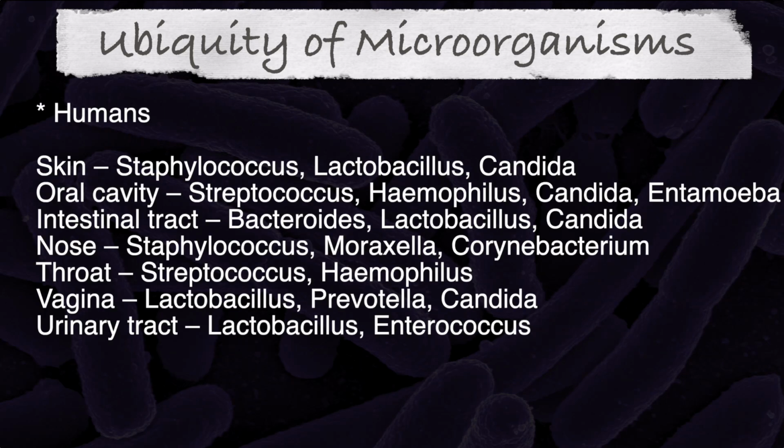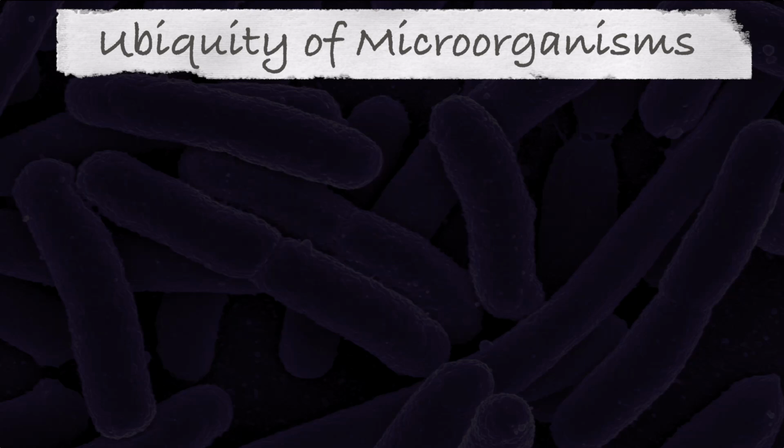In humans, we find microorganisms on our skin like Staphylococcus, in our oral cavity like Streptococcus, in our intestinal tract like Lactobacillus, in our nose like Staphylococcus, our throat Streptococcus, the vagina Lactobacillus, and the urinary tract Enterococcus. In today's lab, we're going to examine the ubiquity of microorganisms both on our cells and in the room we happen to be located in.